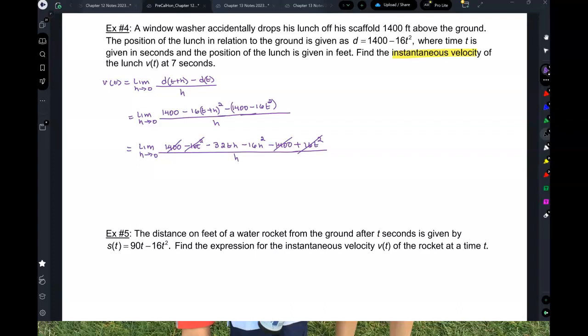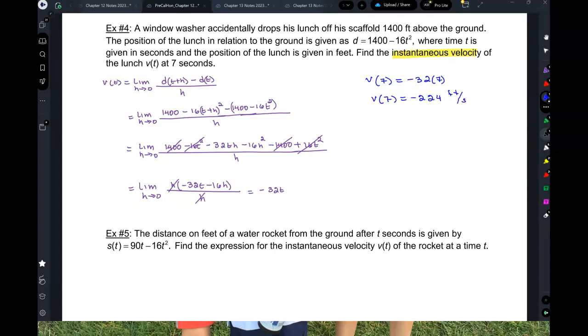So now we can factor out some h's. And we get negative 32t minus 16h over h. These cancel. Now I can plug h as 0 into the function. So what do I get? Negative 32t. That's the velocity. Now, but what I want is v of t at 7 seconds. So v of 7 is negative 32 times 7, negative 224 feet per second.